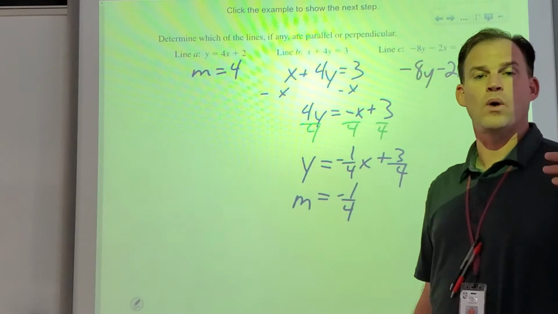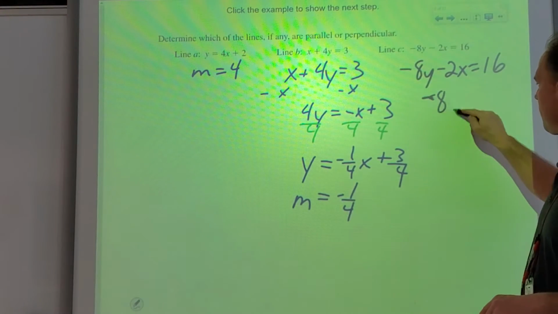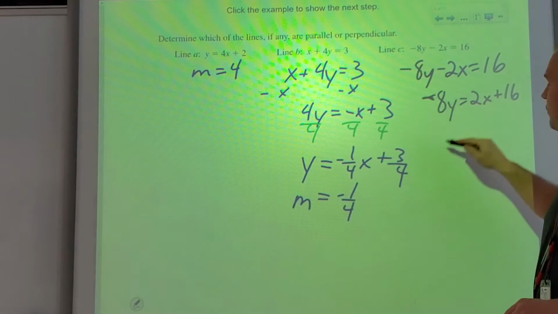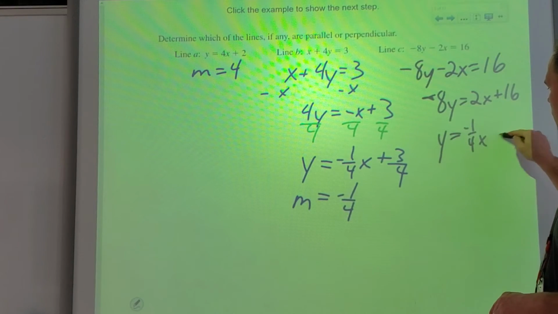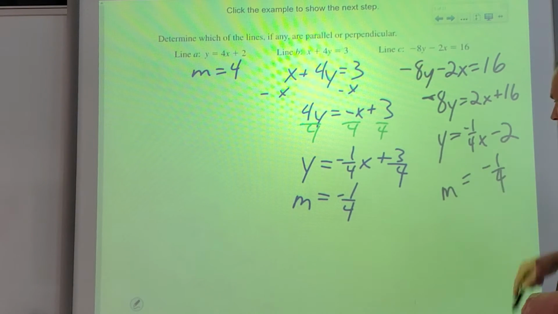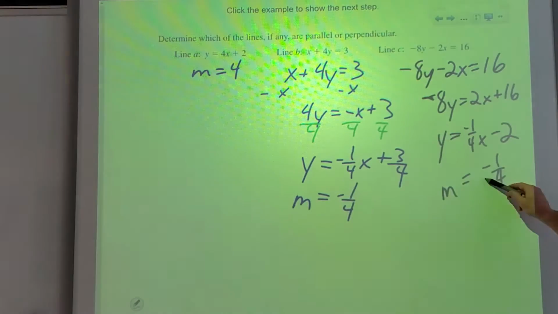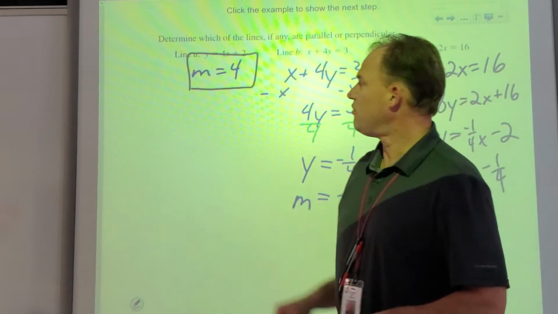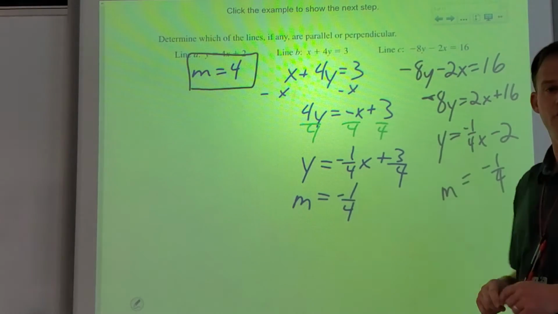And line C. Same deal. I got to get y by itself. So add 2x to both sides. Divide by -8. When I divide by -8, I get -1/4 x minus 2. So the slope here is -1/4. So what does that tell me? Well, these two have the same slope. They're parallel. This has a slope of +4, so it is perpendicular to both of these.